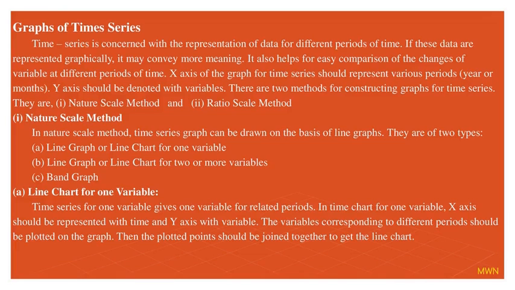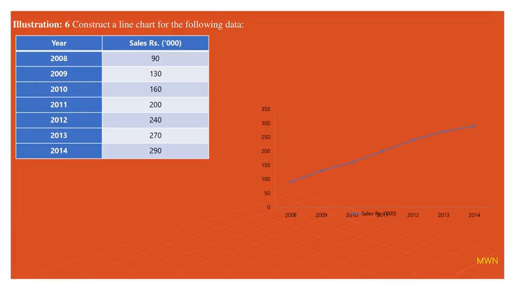In this method, the x-axis will be represented with time, that is month, year, or quarter, like that. Then there are two types of graphs: natural scale and ratio scale. Line chart for one variable: only one characteristic is represented, year and sales. Sales go from 90 to 290, that is increasing. You find that the line is going up, so sales are improving. Without any difficulty, it can be drawn.